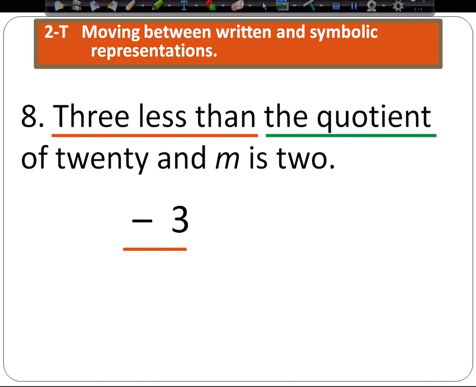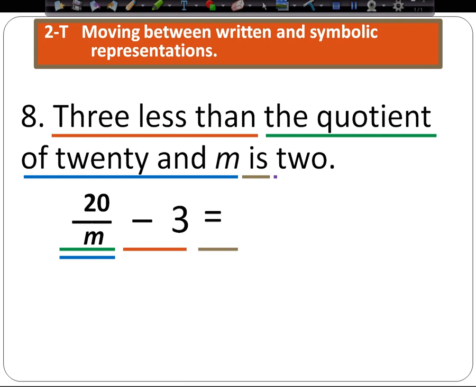The quotient means that we are dividing. So I'm going to use my fraction bar again to show division. I'm dividing 20 and m, so I'm going to say 20 over m. Is equals to, and it's equal to 2. So 20 over m minus 3 equals 2. Again, make sure you have both of these written down before you move on.